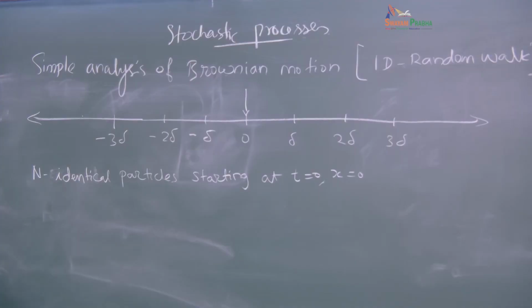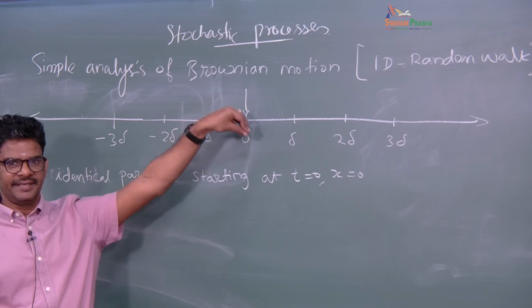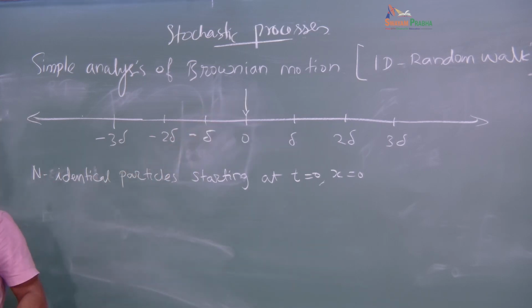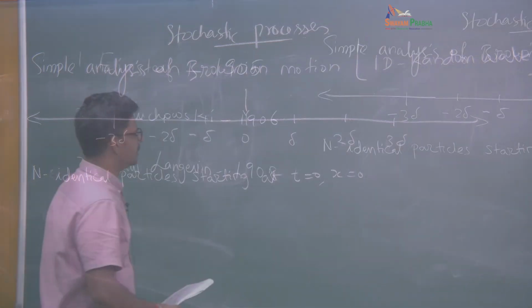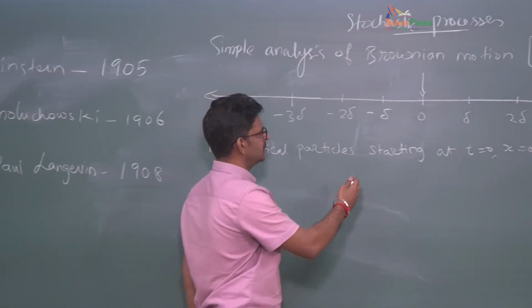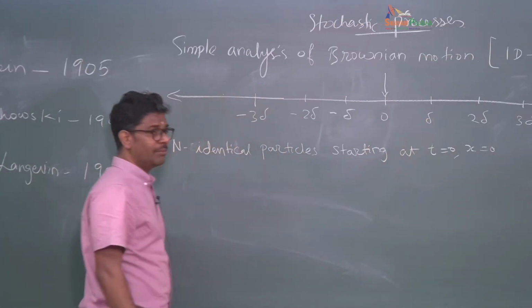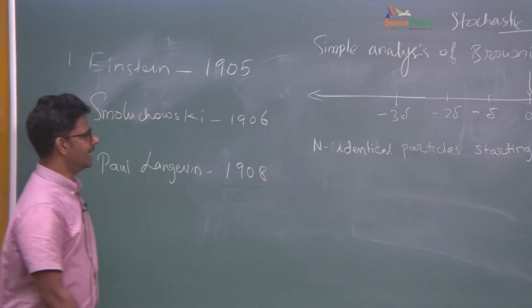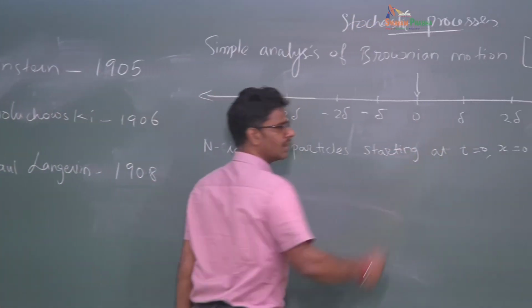So the initial condition is that we inject some n number of identical particles at the origin. Okay, so then these particles will now move. Let's give some rules for the motion. We say that the particles can take a jump from one lattice point to the other lattice point, and that length is delta.